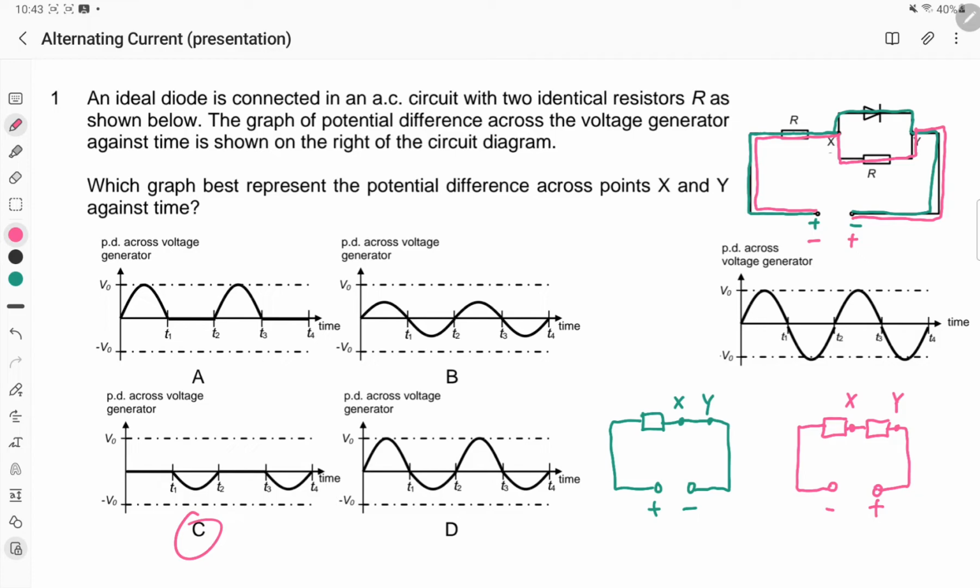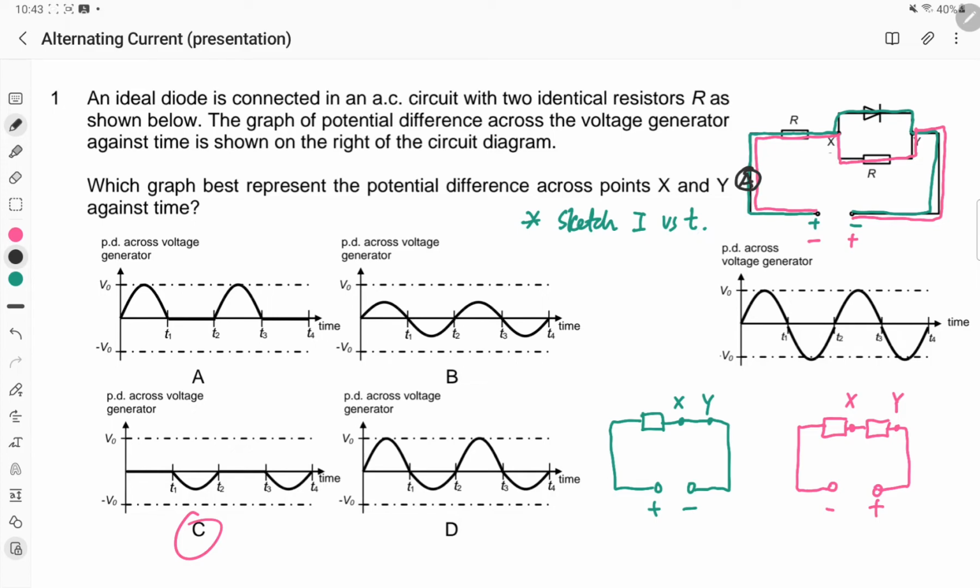At this point, I would also like you to consider an extension question. What if you have to sketch I against T? So where's the ammeter placed? I place the ammeter here in the circuit. So you can pause the video here and think about this.